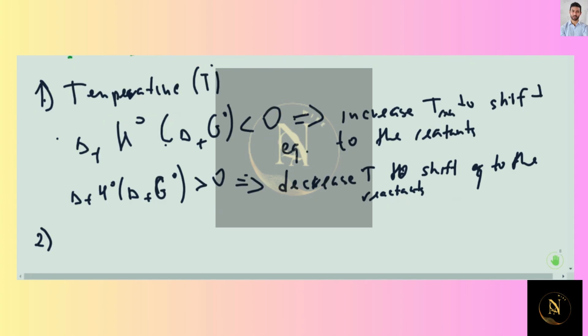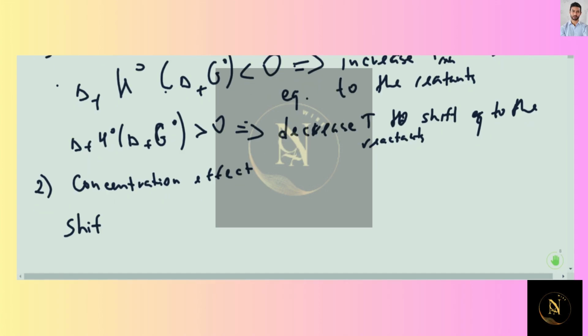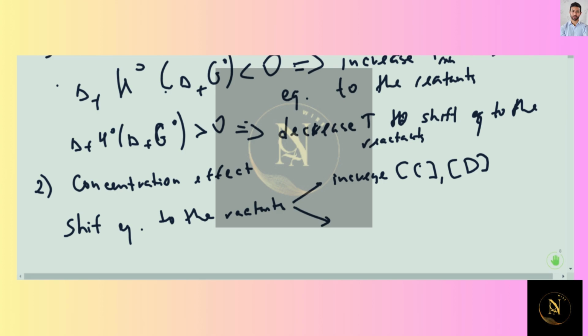So then, now let's consider the concentration effect. To shift the equilibrium to the reactants, we have to either increase the concentration of the products or decrease the concentration of the reactants. Obviously, it can be done in parallel.